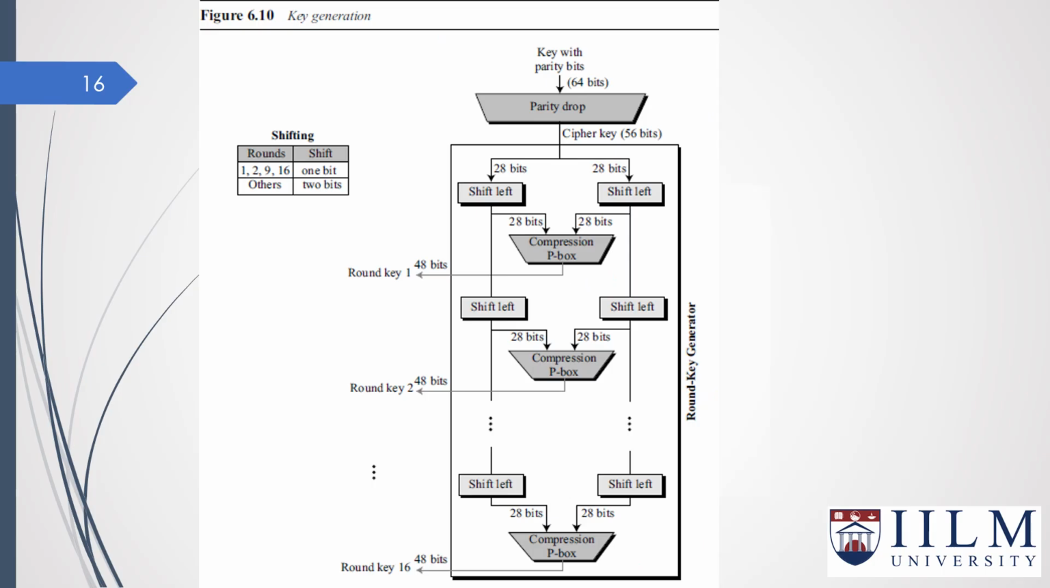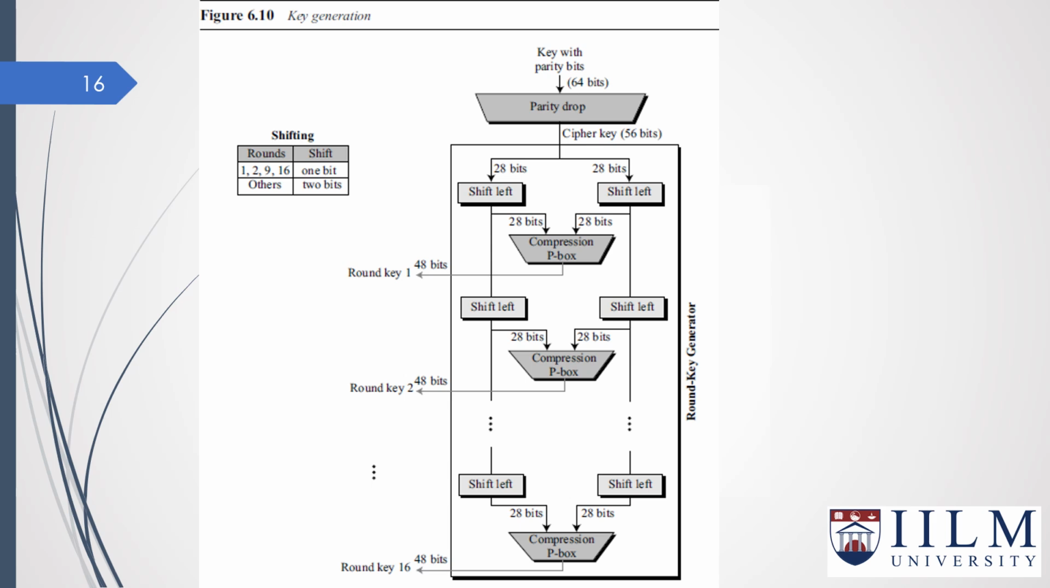How can this key be managed? The key generation. The key is mainly 56 bit. This is a 64 bit key with parity bits. With parity drop, it is 56 bits. Now there is a shifting. The shifting depends on the round: in rounds 1, 2, 9 and 16 the shift will be 1 bit and otherwise it is 2 bits. This 56 bit I can divide into 28 bit left and 28 bit right. Then compression P box permutation makes it 48 bit, which goes for round 1. Then shift left again, and 48 bit compression key box, again going for round 2. Likewise it provides keys for round 1 to round 16.